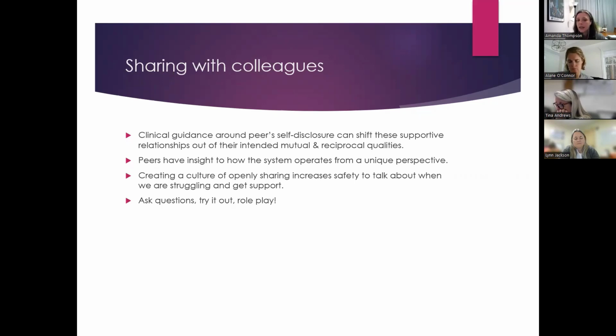The peers have insight into how the system operates from a unique perspective, and that sometimes can be difficult to hear, that things are not working well through your system or through your office. It is a unique perspective that holds a lot of value, and if you can lean into that perspective, it offers valuable information about how that system impacts patients. Being mindful of creating a culture where folks can openly share about what's going on for them increases safety, which helps to decrease stigma. Then we have an opportunity to openly share too when we're struggling and need to get some support around our own recoveries.